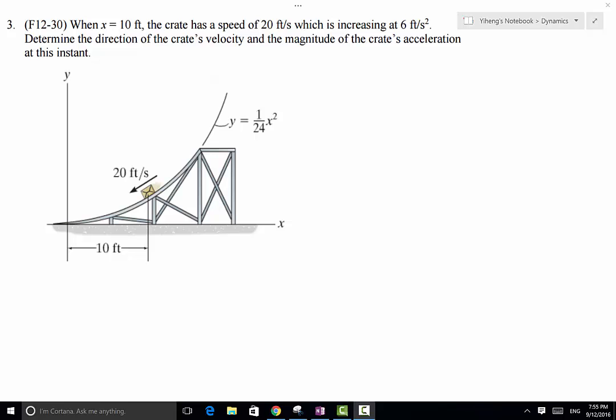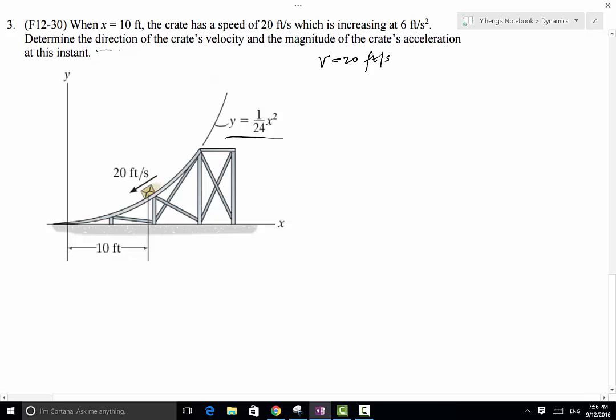In this problem, we have a crate that is moving down this slide. Its vertical position y is a function of its horizontal position x, and that function is given. When x equals 10 feet, the crate has a speed of 20 feet per second. The speed is simply the magnitude of velocity, so its velocity when x equals 10 feet is 20 feet per second.